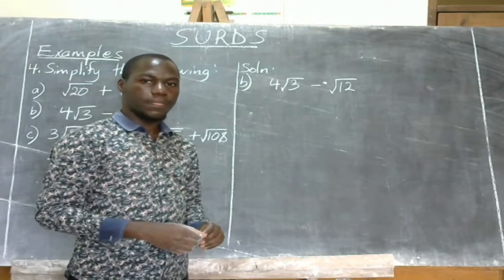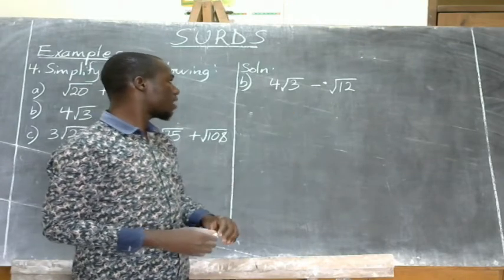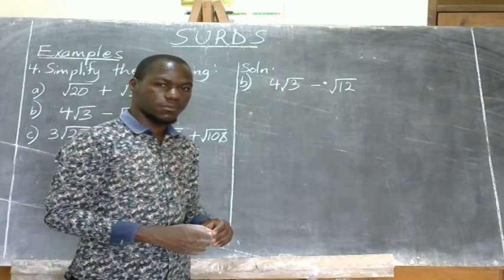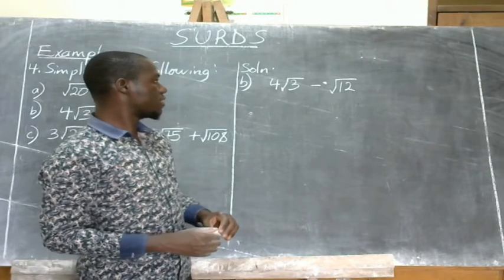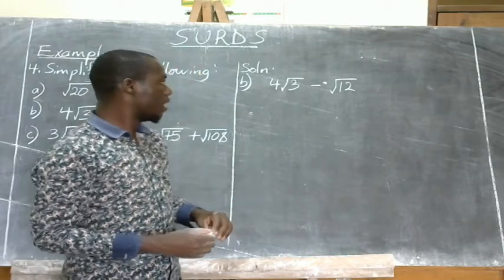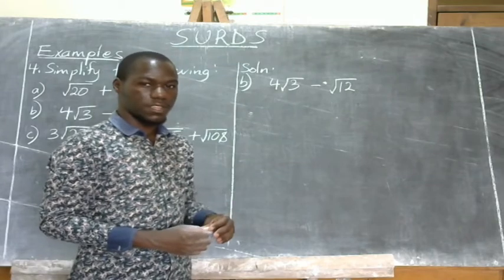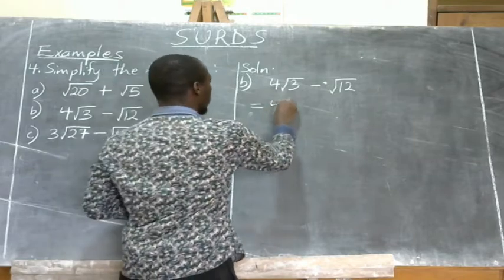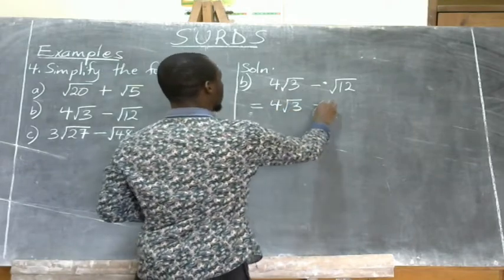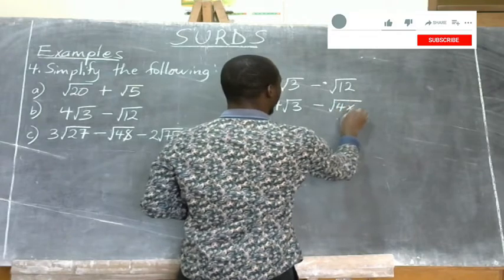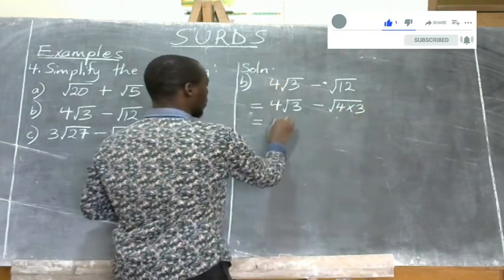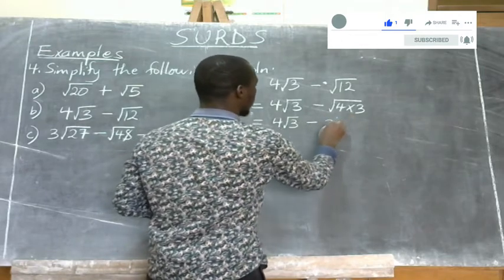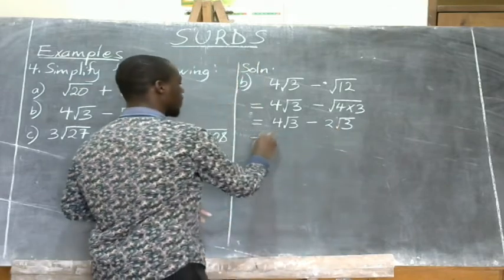Part B, when you look at the 2 terms there given, also the root of 12 is not in its simplest form. So we are going to first simplify it, and the 12 is the same as 4 times 3 because the 4 is a square number. So this is 4 root of 3 minus root of 4 times 3, and then this one here is 4 root 3, and then this one here, simplifying, root of 4 is 2, and root of 3 there.